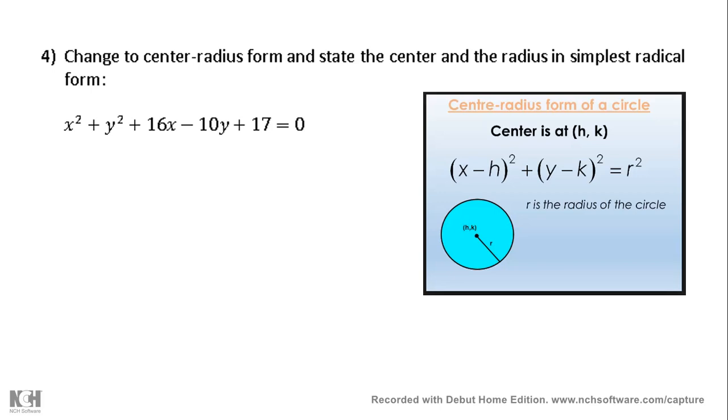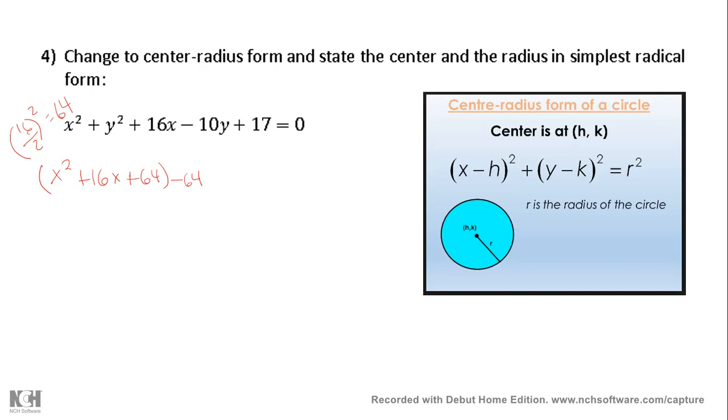All right, so we're going to group the x's together. So I have x squared plus 16x. And we're going to complete the square there. So remember, I'm going to take that 16, cut it in half, and square it. So that would be 64. But I can't just add 64. I would have to subtract 64 as well.